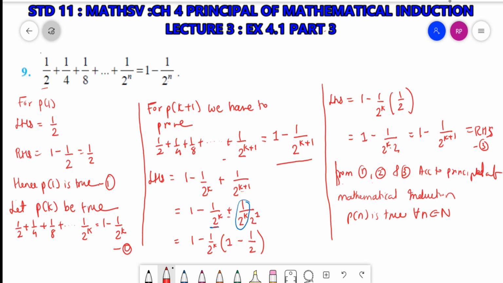Clear? What we did? First we checked for P of 1, it was true. Then we assumed that P of k is true, and using that we had proved that P of k plus 1 is true. Right? So according to the principle of mathematical induction, P of n is true for every n belonging to N. Clear? So that was about question number 9. So just note it down.